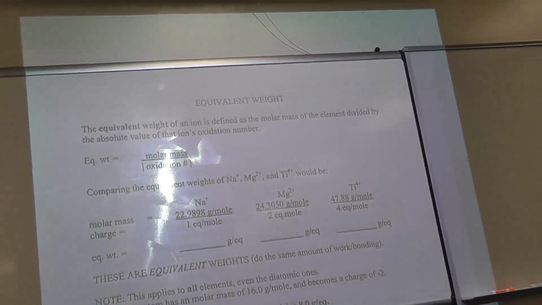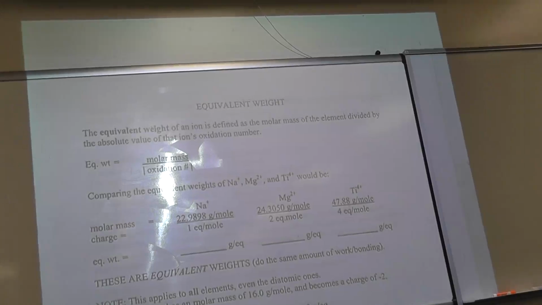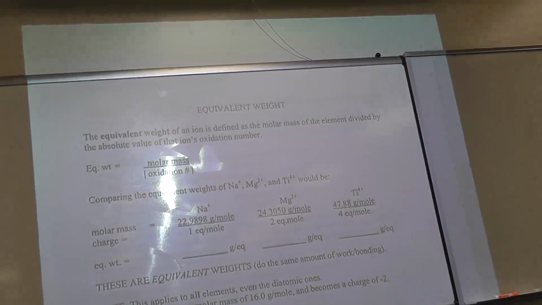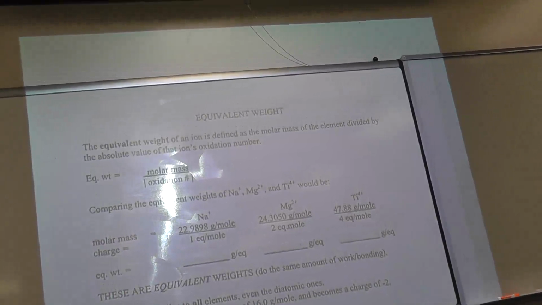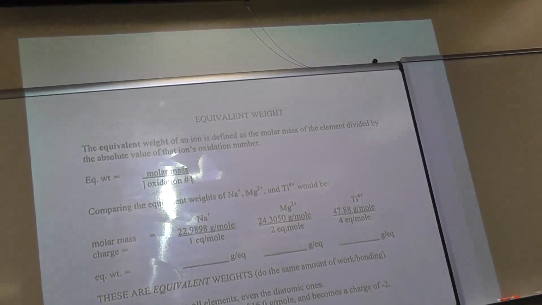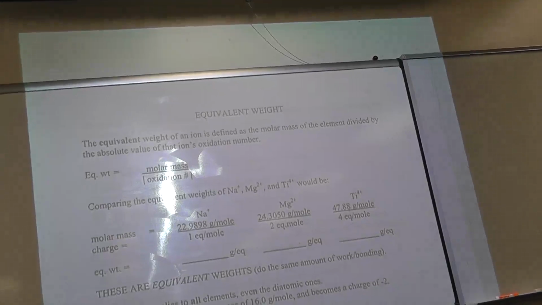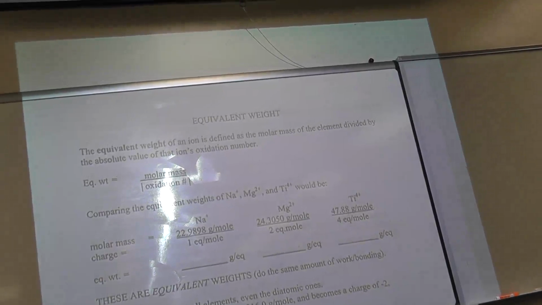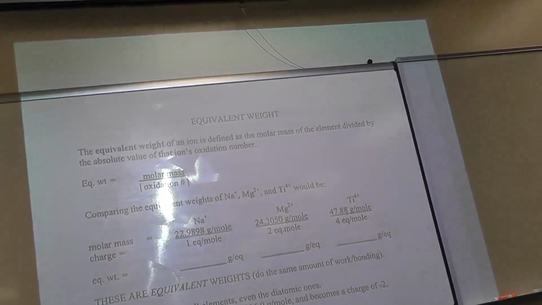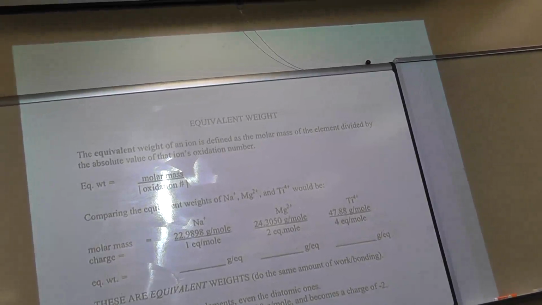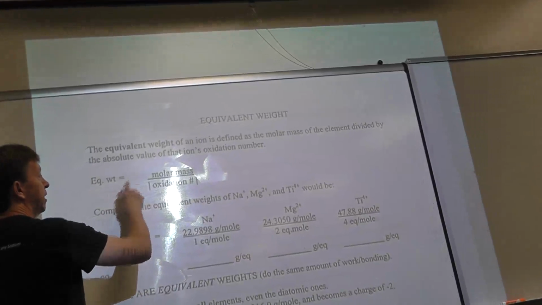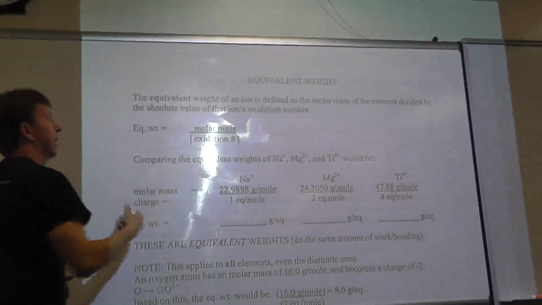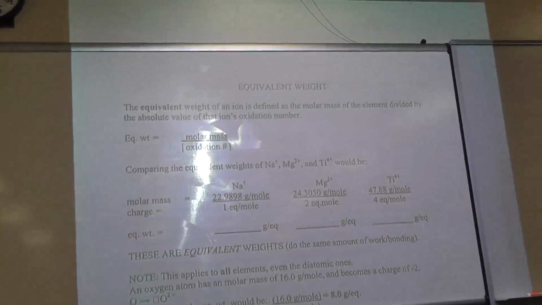Equivalent weight is taking that same relationship that we've talked about over there, but trying to put it on a gram basis. Because when you go in the lab, you don't measure things in terms of moles or equivalents, you have to weigh them, correct? And so you need to be able to relate equivalents to grams just like you would moles to grams. And so the definition here: equivalent weight is calculated by dividing molar mass by the absolute value of the charge or oxidation number.